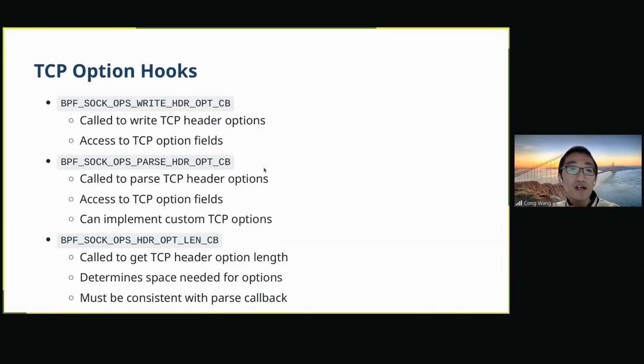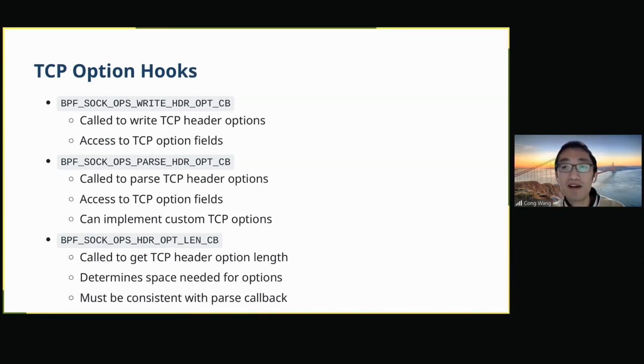Okay, so the last set of hooks is related to the TCP option. This one is also very useful when you want to customize your own TCP option, because traditionally, if we want to implement our own TCP option, you need at least to write some kernel module. Actually, with this set of sockops programs, we are able to write our own. It's not just for TCP option writing, but also for parsing as well.